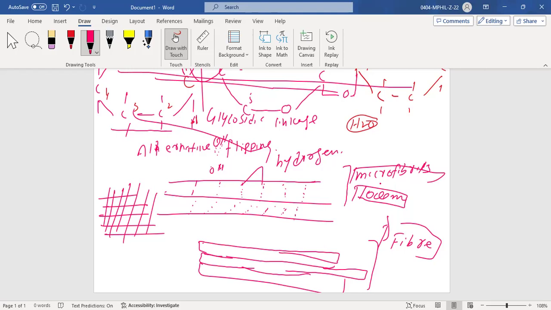Until now, if you want to ask any questions, you can raise them. Things are clear? Okay. So now you have another point, that is lipids.